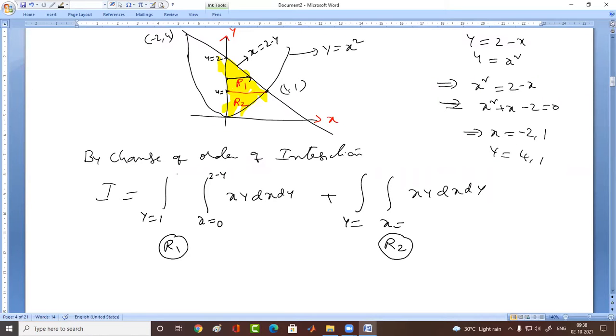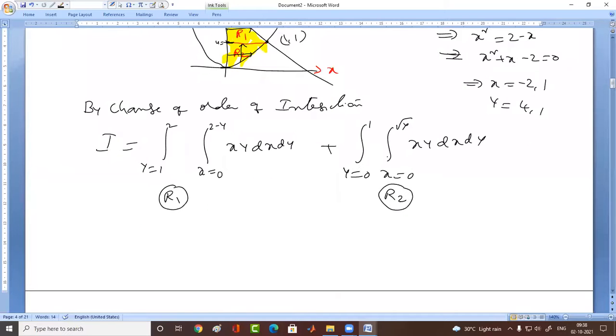So 1 to 2. In a similar way, for the bottom part, start along x-axis, lower curve is 0 and upper curve is root y. Fine. Y limits here 0 to this point only, along this one, 0 to 1. So now integrate separately and add them, you will get the required solution. Okay. First, y is 1 to 2. Integrate with respect to x, y is constant, x square by 2, 0 to 2 minus y dy.